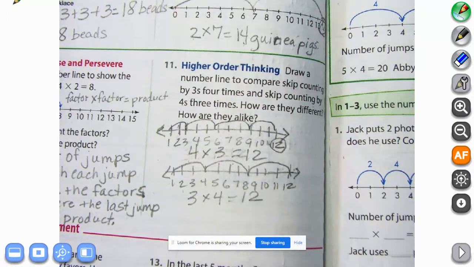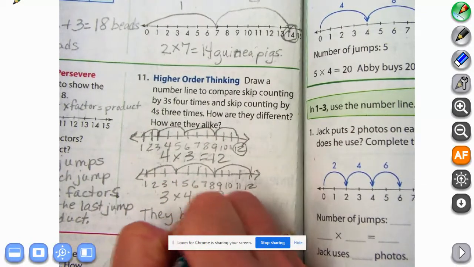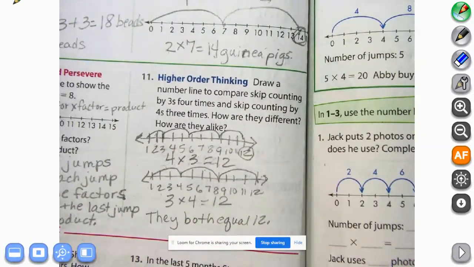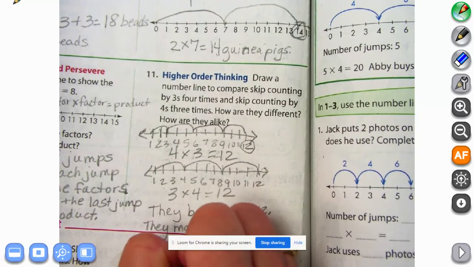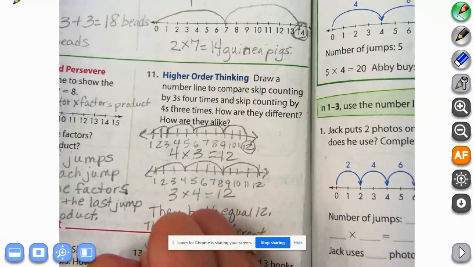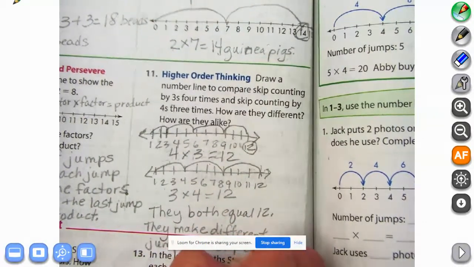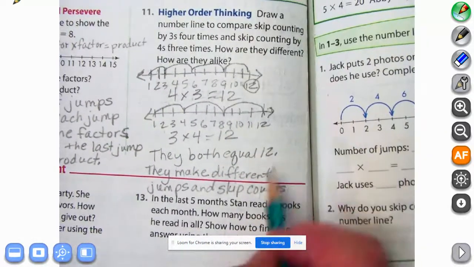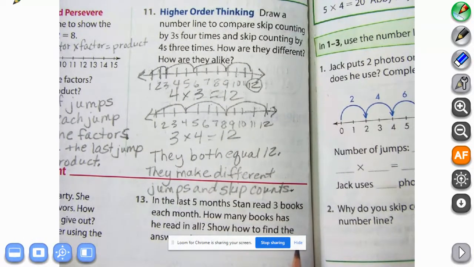Okay. So how are they the same? They both equal 12. How are they different? They make different jumps and skip counts. They're different in that. They don't have the same kind of jumps. They don't have the same number of jumps. They're not the same size, and they're not the same number. Okay, go ahead and pause.